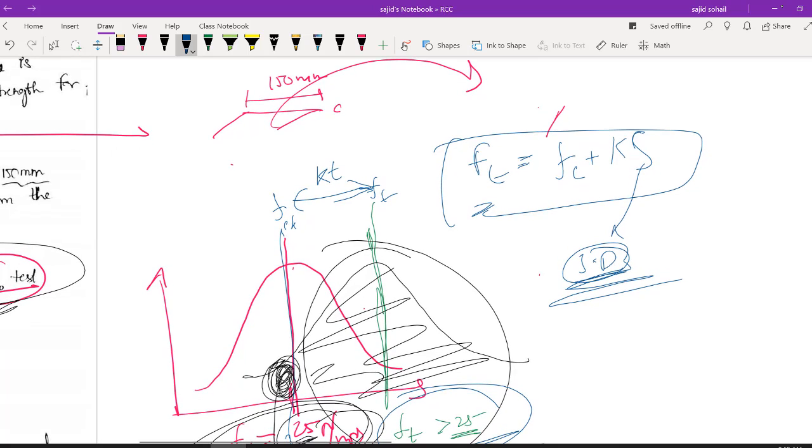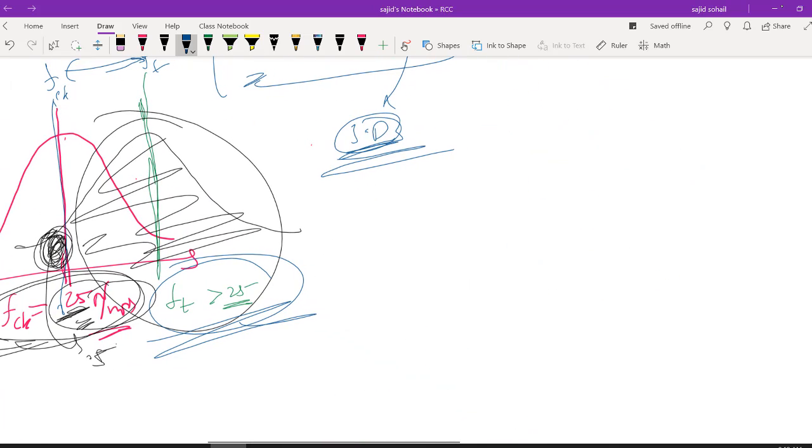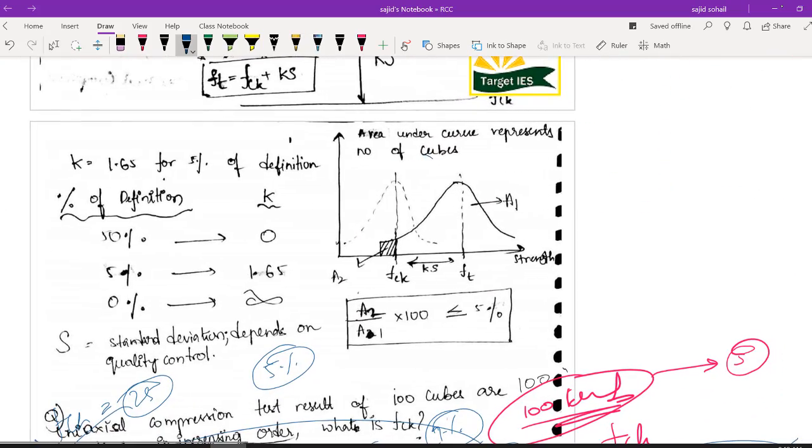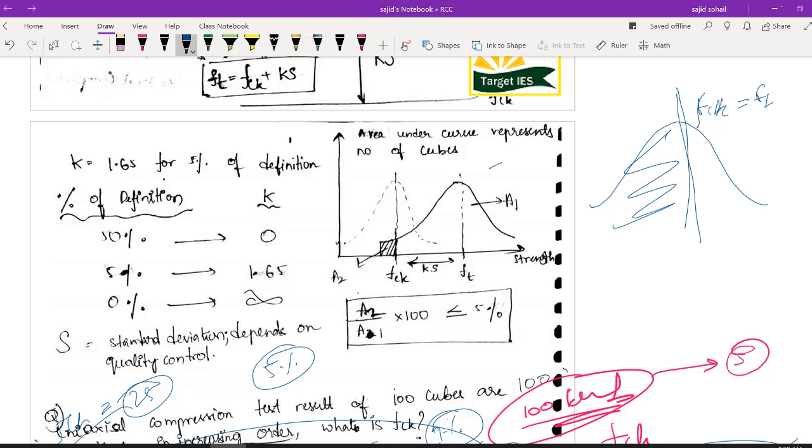So you have to multiply it with some constant K. So how much should this K be? Let us be very clear. If you want 50% of the area, this is your fc normal distribution curve and this is your ft normal distribution curve. Let us say 50% of the area is falling below your test result, that means your fck is coinciding with ft, right?